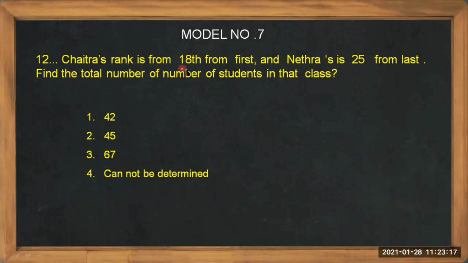See, whenever the ranks from the first and from the last are given, but both ranks are of different persons, then we cannot find the solution. Whatever it may be, we cannot find the solution. Compulsorily we need both sides' ranks of the same person. Both sides' ranks of different persons do not help to find the total, so the answer is can't be determined. Okay, so you can understand easily.